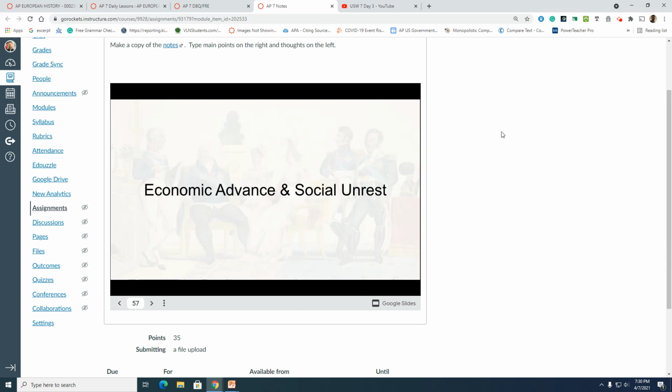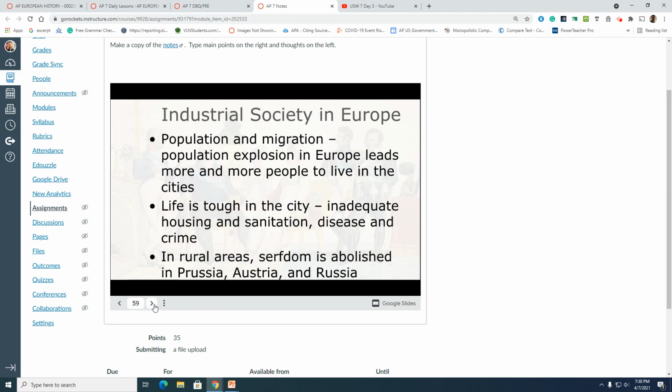So today we'll look at the economic advance and social unrest. Industrial society in Europe, population grows. People move throughout Europe, even within countries, from one place to another. Cities start to balloon in size, which comes along with some growing pains, including the fact that they don't know what to do with wastewater and trash. And lots of people in close proximity means there's going to be an increase in crime and disease.